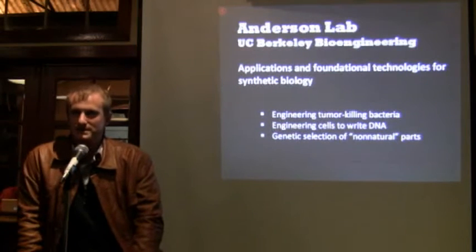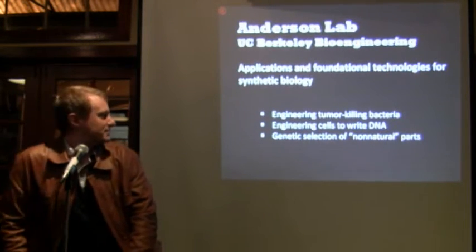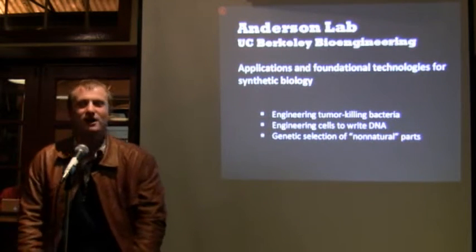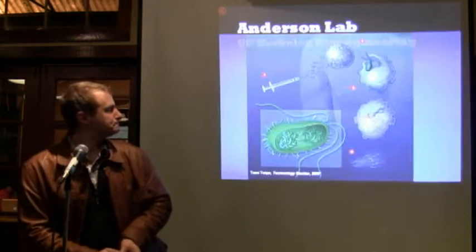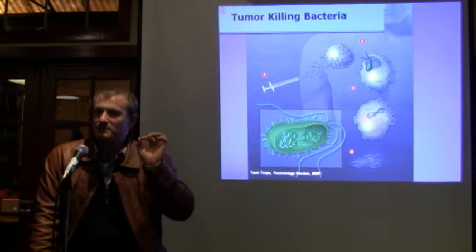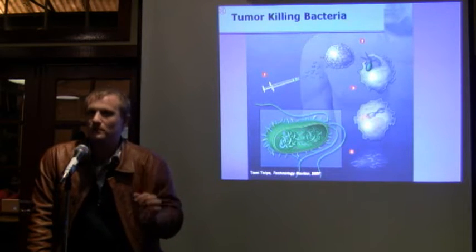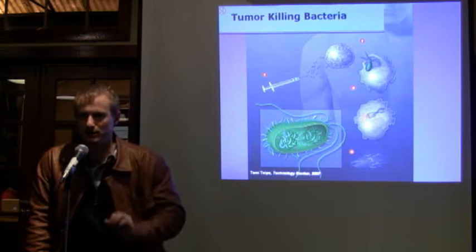Engineering cells to write DNA. And the third is something that I'm not even going to try to explain. It involves genetic selection of non-natural parts. It's another foundational tool. But I'll explain the first two to you. So the idea of tumor-killing bacteria is to make a bacterium that can be safely injected into the bloodstream, will localize to and invade cancer cells within solid tumors, and then kill them.